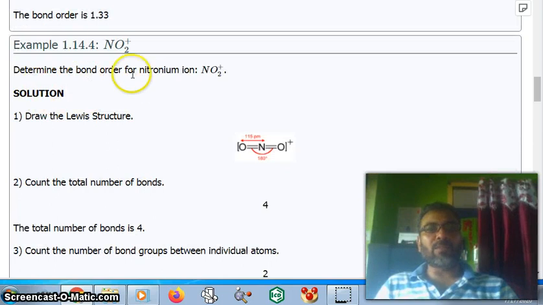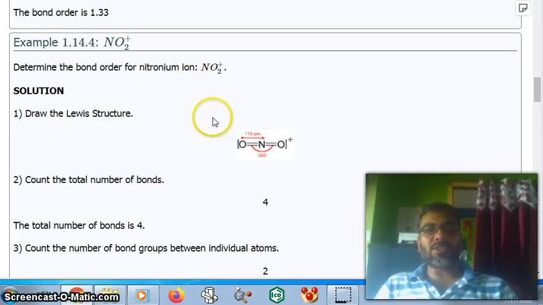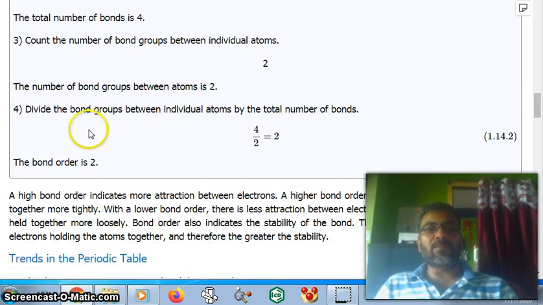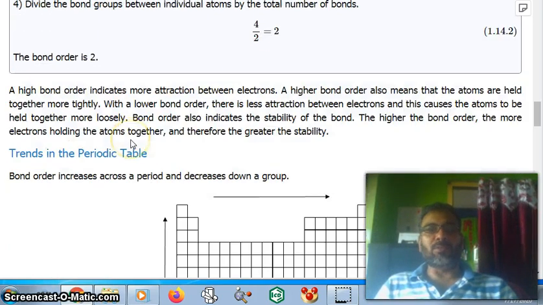Now determine the bond order of the nitronium ion. Draw the Lewis structure. Count the total number of bonds. The total number of bonds is 4. Count the number of bond groups between the individual atoms. The number of bond groups between atoms is 2. Divide the total number of bonds by the bond groups between individual atoms. 4 by 2 is equal to 2.